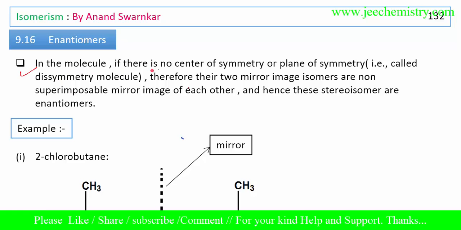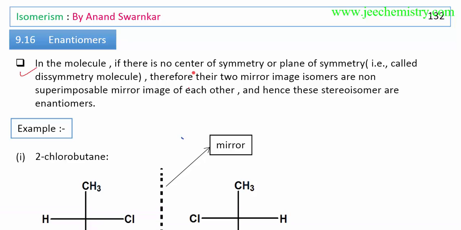In a molecule, if there is no center of symmetry and no plane of symmetry, that is called a dissymmetric molecule. If a molecule is dissymmetric, it means neither a plane of symmetry nor a center of symmetry is present in the molecule. Therefore, the two isomers are non-superimposable mirror images of each other. Hence, these stereoisomers are enantiomers.